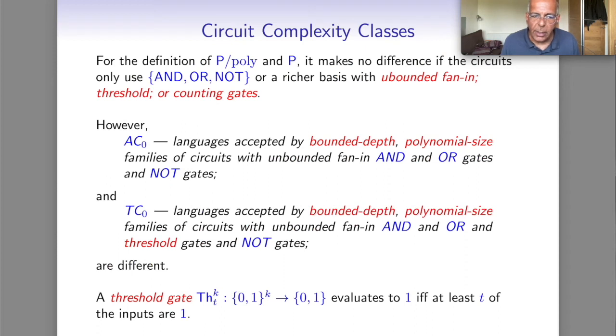So a threshold gate, if you've not seen this before, is simply, for each value of k and t less than k, a function which takes k inputs and gives you a value 1 if and only if at least t of the inputs are 1, right? So if the number of inputs which are 1 exceeds some threshold t.